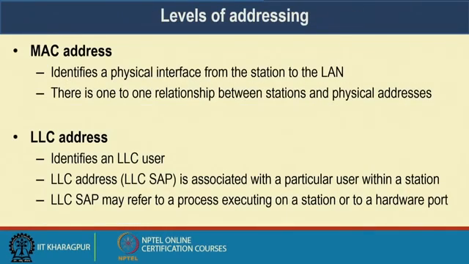So, in the levels of addressing, one is MAC addressing, which identifies a physical interface from the station to the LAN. So, it should be physically connected, wired or wireless. There is a one-or-more relationship between the station and the physical address. The LLC address identifies the LLC user. The LLC address, or LSAP, the service access point, is associated with a particular user within the station. The LLC service access point may refer to a process executing on a station or to a hardware port. That means it is mostly talking with the upper layer protocol through the LLC SAP.